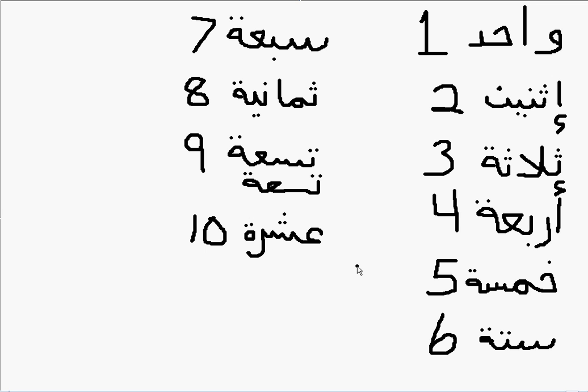And so that's all the numbers. So let's review. واحد, إثنين, ثلاثة, أربعة, خمسة, ستة, سبعة, ثمانية, تسعة, عشرة. And so now you've gotten a little more practice with writing the letters out and what they actually look like when they're in a word. Plus now you've learned the first 10 numbers in Arabic.